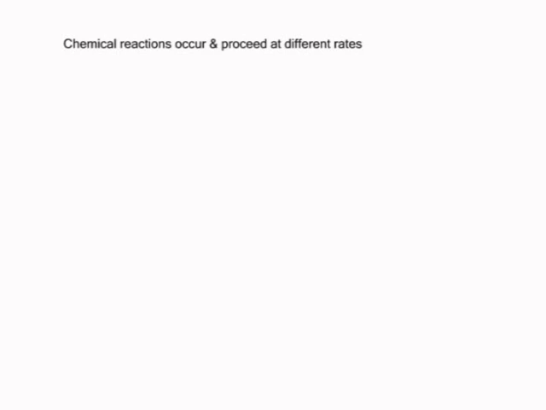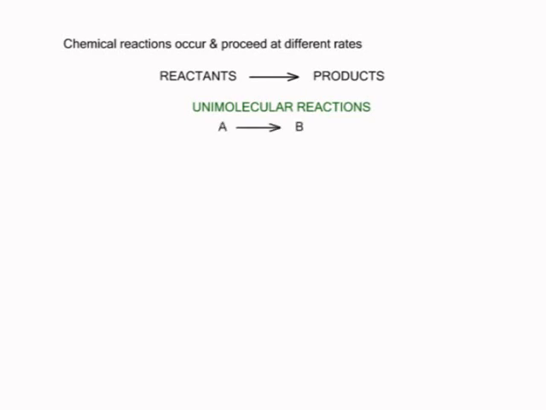Now, during chemical reactions, the reactants are converted to products. In what we call unimolecular reactions, one reactant is converted to one product. For example, A, the reactant, is converted to B, the product. In other types of reactions, we call bimolecular reactions, two reactants combine to give either one or more products. For example, A plus B would give us C, or A plus B could give us C plus D. We could also have trimolecular reactions where three reactants combine to give one or more products.